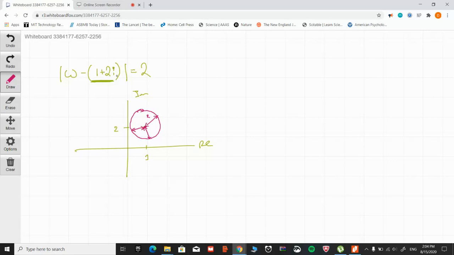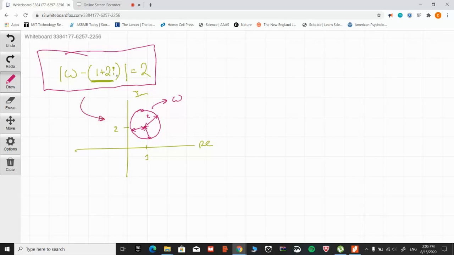So where can w be? What are the possible locations of w? Anywhere on the circumference. W could be anywhere on the circumference. So by now you should be getting a feeling of how we can use it. Again, if someone gives you an expression like this and asks you to locate possible positions of our missing complex number, this is how you do it.